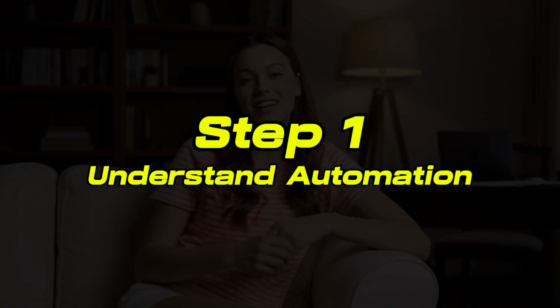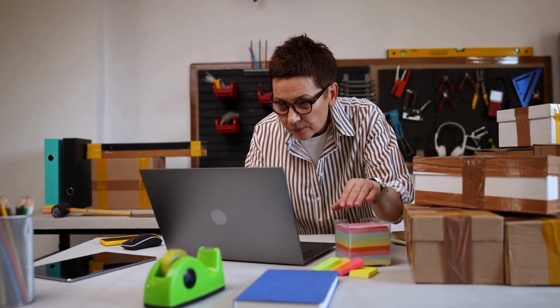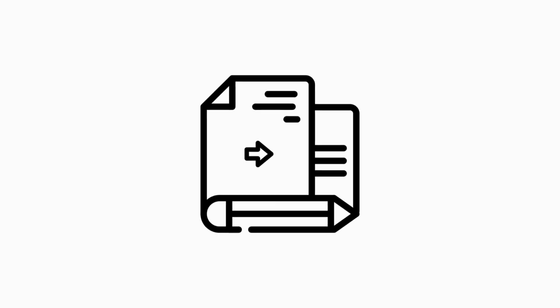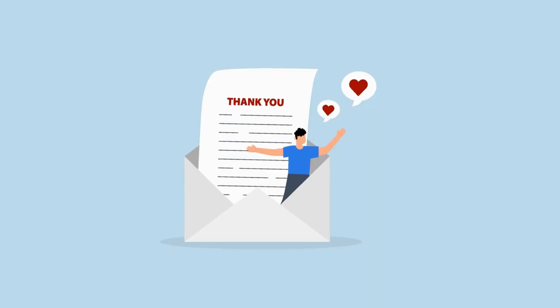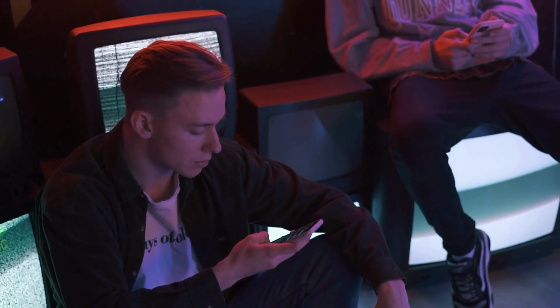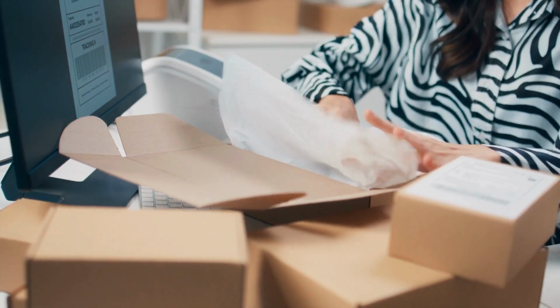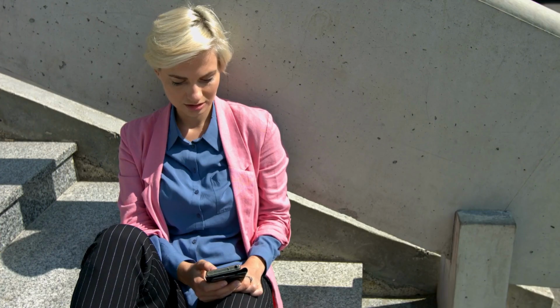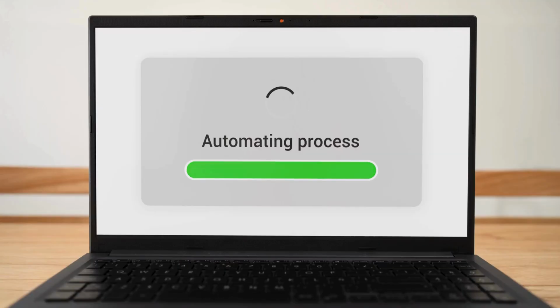Step 1. Understand automation. Running a digital store sounds simple until you realize how many small tasks come with every order. A customer buys a product, you need to send them the file, mark the sale in your records, email them a thank you, maybe tag them for an upsell, and then respond to their messages. It's all fine when you have 5 orders a week, but once you start growing, you'll spend most of your time doing admin instead of creating or marketing. That's where automation changes everything.